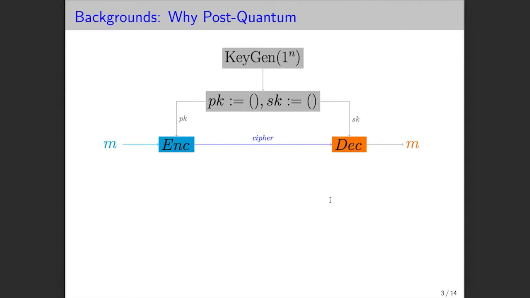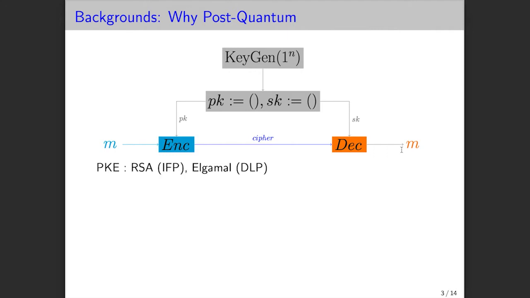A public key encryption scheme consists of three algorithms: public key-gen algorithm, encryption algorithm, and decryption algorithm. The key-gen algorithm on input the security parameter outputs two keys, public key and the secret key. The encryption algorithm takes the public key and a message M as input and outputs the ciphertext. After receiving the ciphertext, the decryption algorithm uses its secret key to decrypt the ciphertext to the corresponding message M.